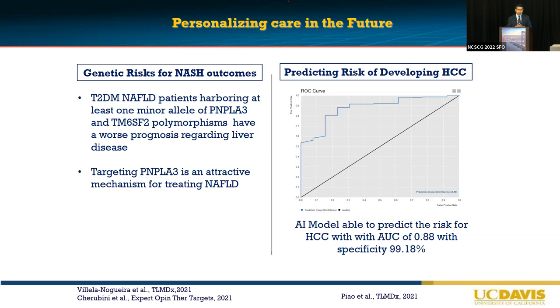And then on the right, this is data from our group, which shows that we were able to develop an AI-based model with which we can predict the risk for developing HCC with very high specificity as well as sensitivity. Hopefully we'll be able to use such tools in the future to risk stratify patients and also screen those patients going forward.